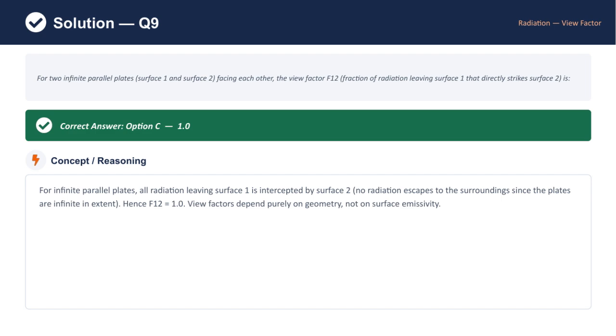It's important to understand that view factors are purely geometric. They depend solely on the shapes and orientations of surfaces relative to each other, and not on properties like surface emissivity. Therefore, the correct answer for this problem is option C, which states the view factor is 1.0.